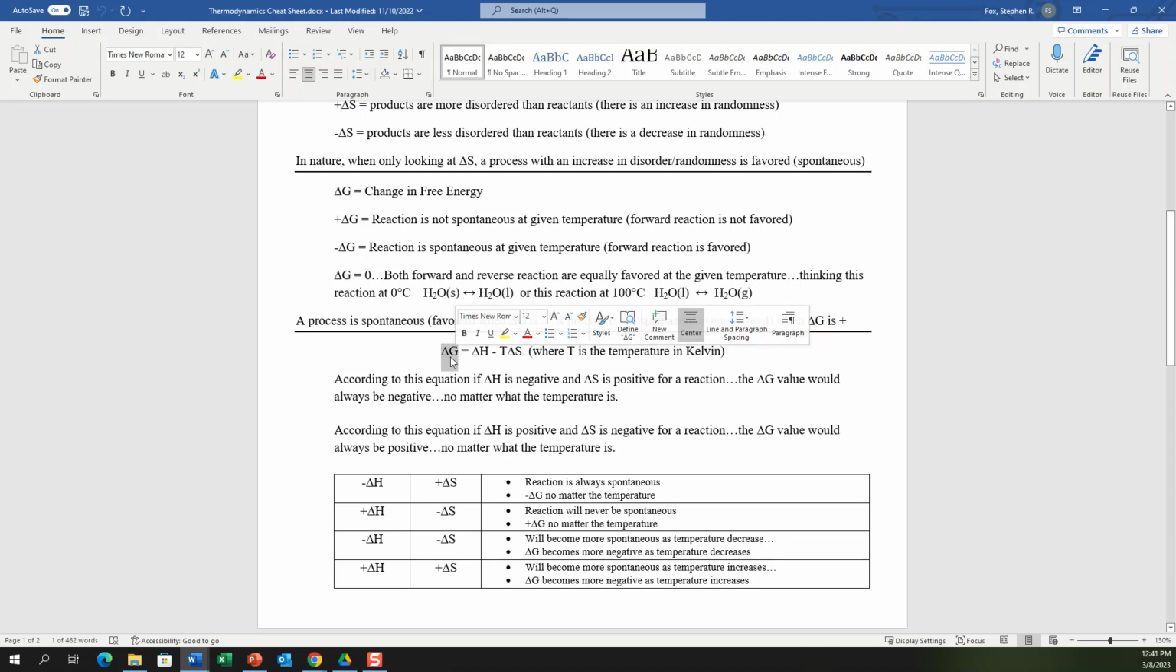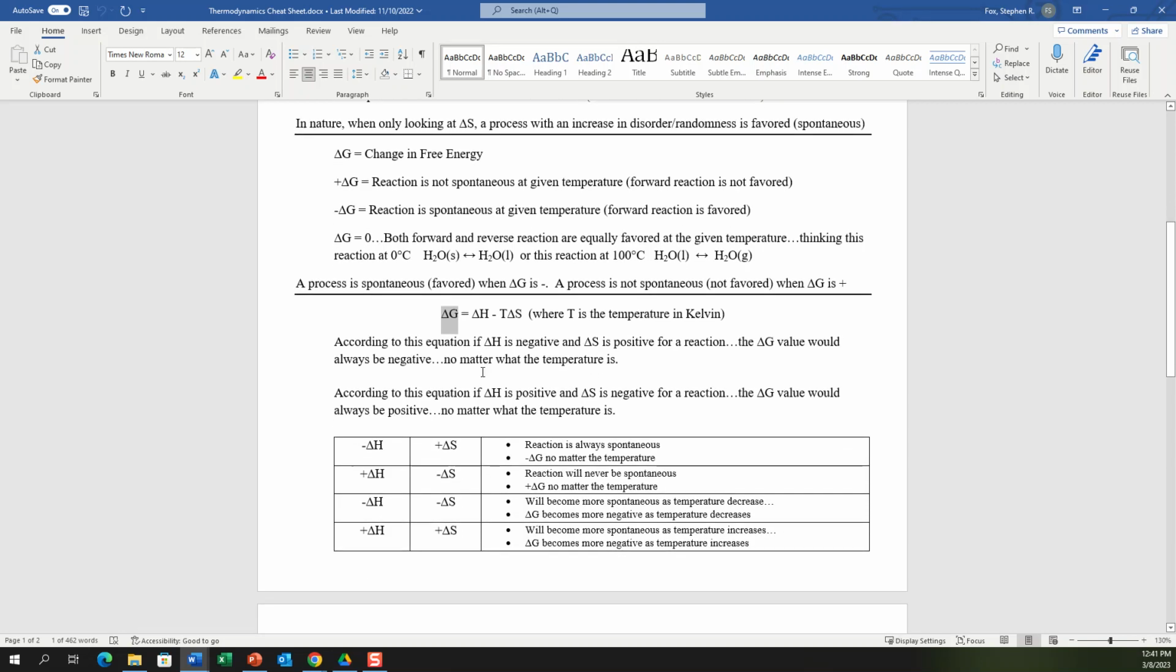And again, if delta G comes out to be negative, you know the reaction is thermodynamically favored at that temperature. If delta G comes out to be positive, that means the forward reaction is not thermodynamically favored. That means the reverse reaction would be thermodynamically favored. And if it comes out to be equal to 0, then at that temperature, both the forward and the reverse process are equally favored. Okay.